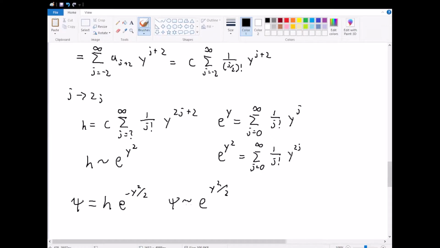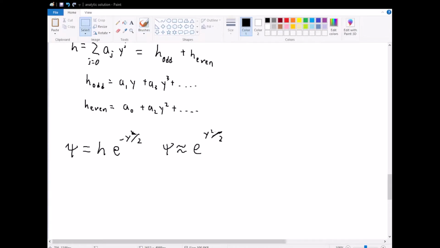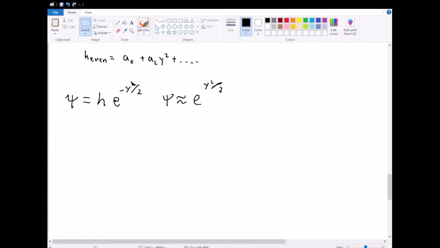And this is a problem because this is obviously not normalizable. If we graph this, it looks something like this, and it just goes to infinity, which is not physically realizable. So by doing this, we've resulted in a wave function that's not physically realizable. Okay, so the question now is, what do we do to resolve this problem of psi being non-normalizable? And the answer turns out to be something called truncation.